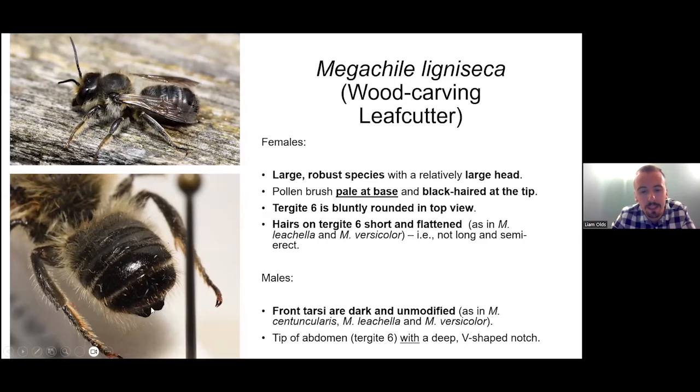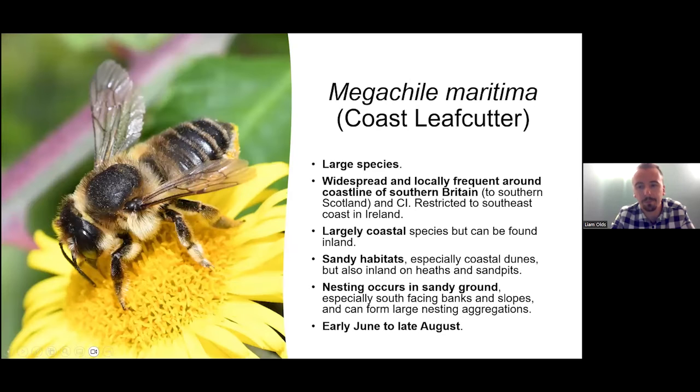And then you can see the tip of the abdomen. It's got this V-shaped notch, which is a very useful feature. So a V-shaped notch in combination with not having the mittens on the front feet is how you would identify the males of these. Because some of the other leafcutter bee males might have a V-shaped notch, but then they will have mittens at the front. So something to bear in mind.